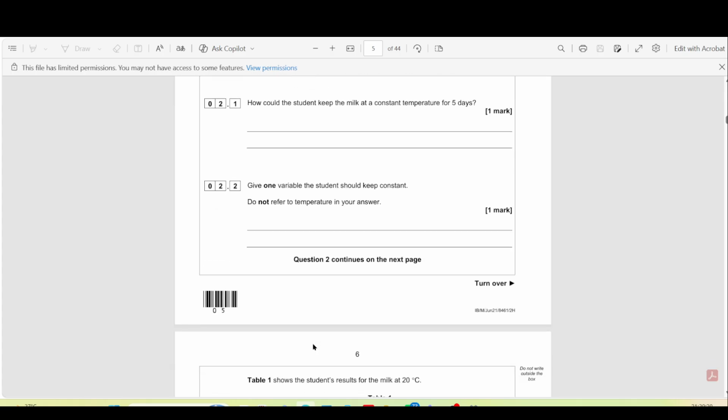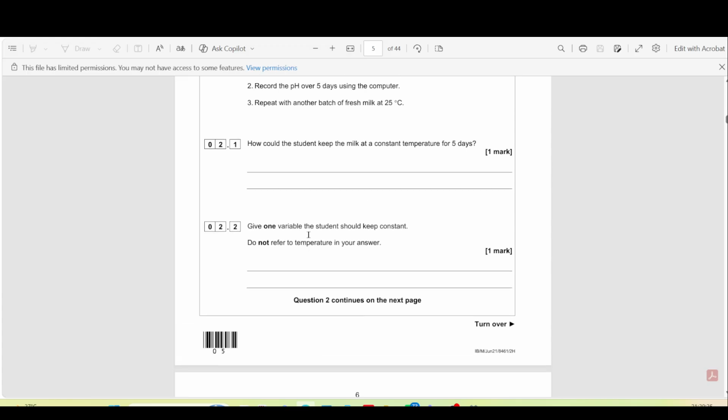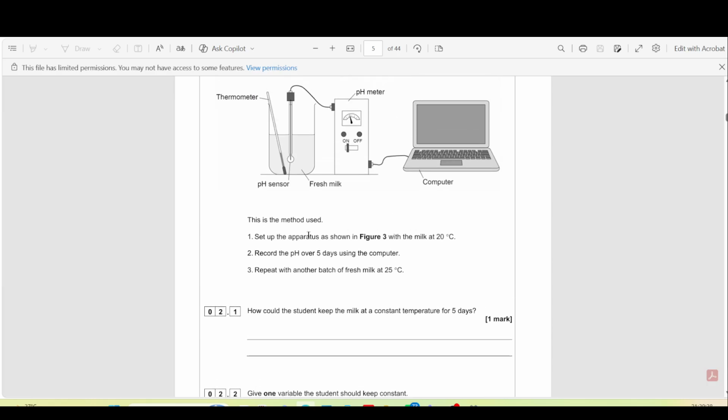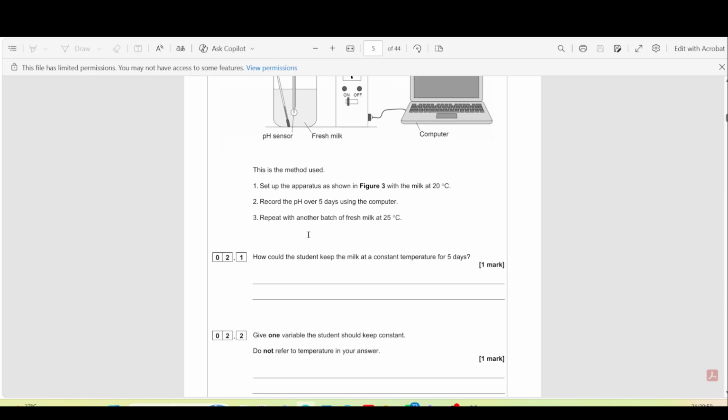Give one variable the student should keep constant. Do not refer to temperature. Set the apparatus, milk at 20 degrees, record the pH. They should keep the milk, the type of milk the same. Yes, exactly. Same type of milk.